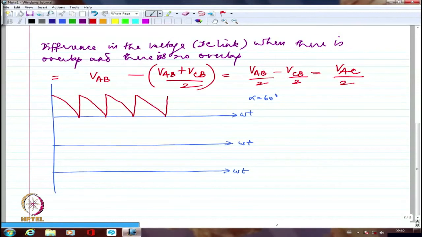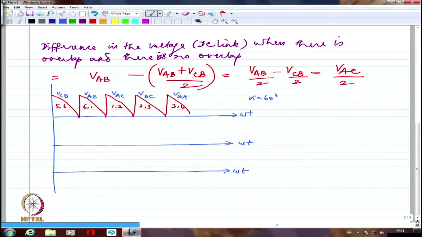If I assume that I'm starting off with 5 and 6 conducting together, this is probably 5 and 6, then this is 6 and 1, this is 1 and 2, this is 2 and 3, this is 3 and 4, and so on, right? So obviously 5 and 6 together, I will have the voltage waveform to be VCB. This will be VAB. This will be VAC. This will be VBC. And this will be VBA, and so on. Right? These are all the waveforms that I would have gotten as the DC link voltage.